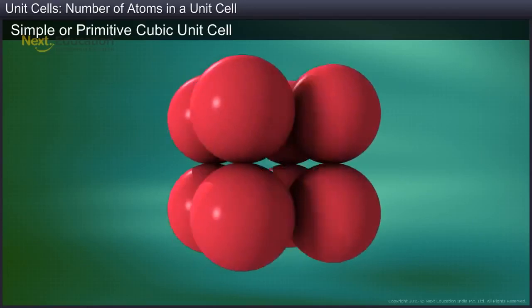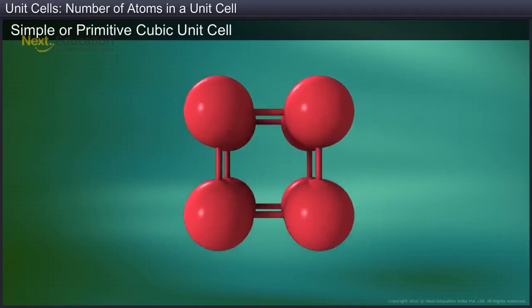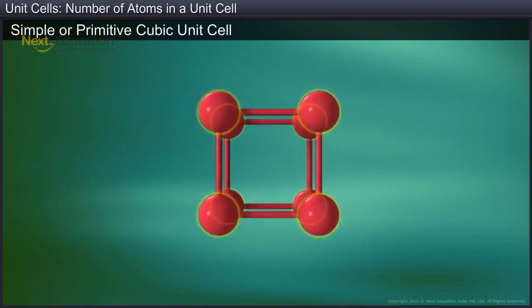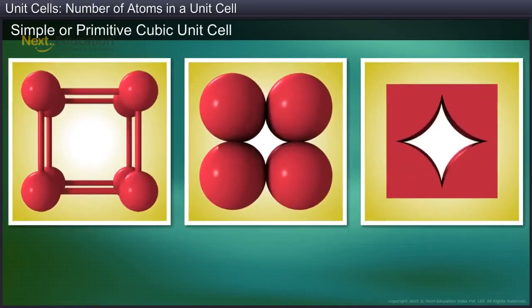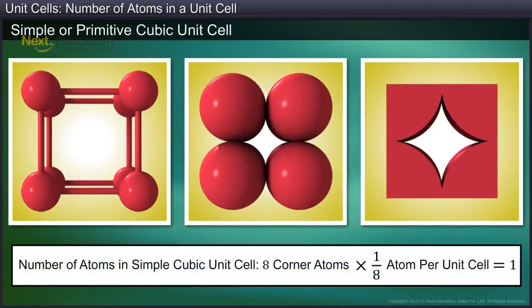There are 8 atoms at the 8 corners. Thus, the number of atoms in each unit cell is equal to 8 corner atoms times 1/8 of an atom per unit cell, which is equal to 1.